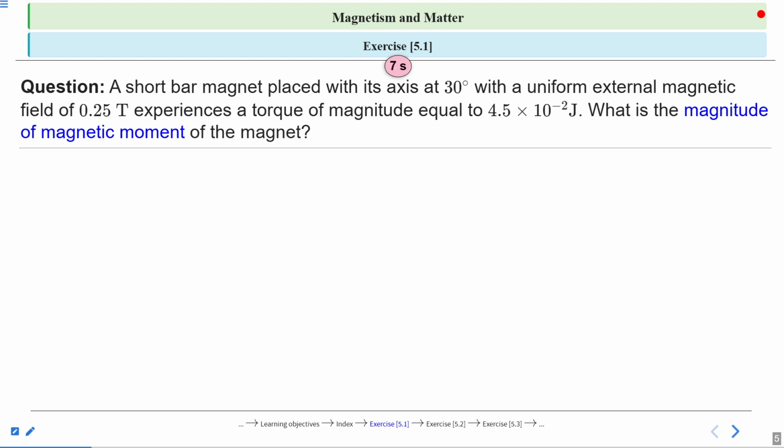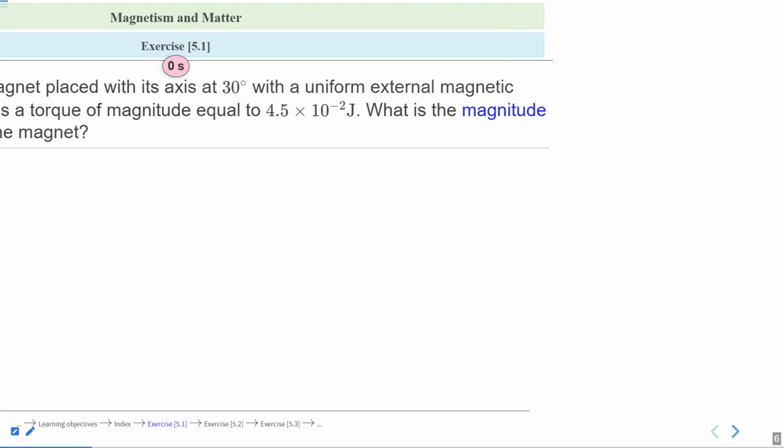So you should solve the question and write the answer in the chat box. Okay, and after that I will move on to the solution, you can verify your answer. So let's see the solution.